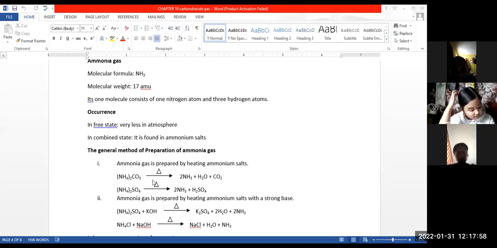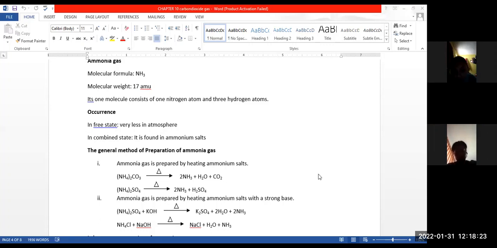For example, ammonium carbonate (NH4)2CO3 gives ammonia NH3 plus H2O plus CO2. Similarly, ammonium sulfate (NH4)2SO4, on heating it gives ammonia plus sulfuric acid H2SO4 produced. In this way we can produce or prepare ammonia gas.